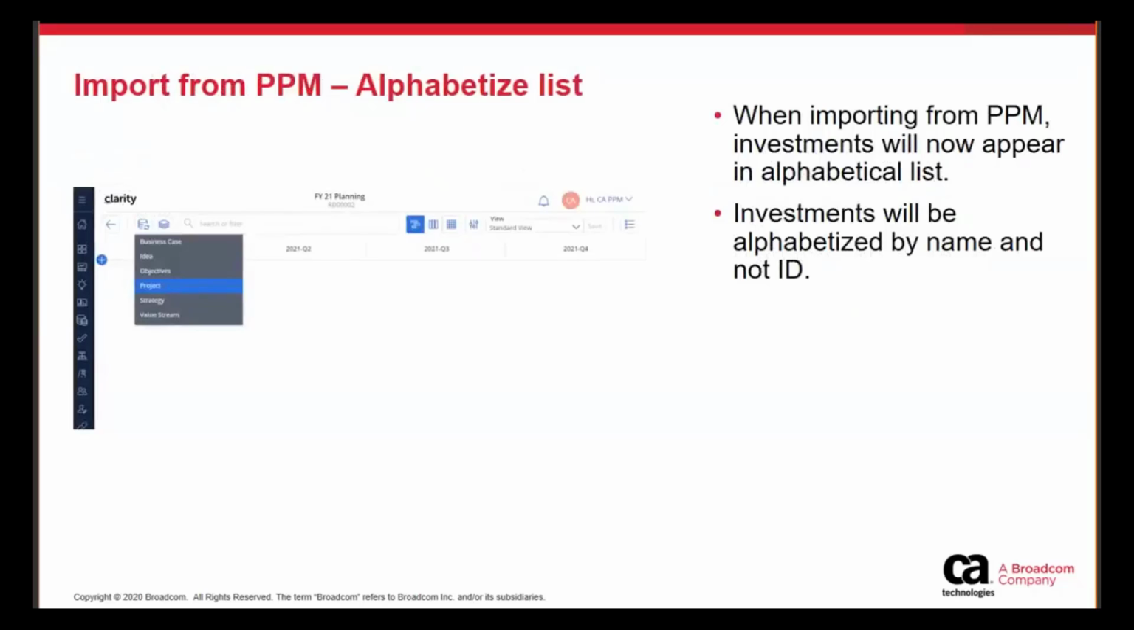So right here, you can see that when you go into a roadmap and go into import from PPM, you will see all the investments appear in an alphabetical list. Investments will be alphabetized based on their names and not ID. So if I create a custom investment type with the name ABC, but I give it an ID of XYZ, then it will appear with A at the top of the list rather than X at the bottom of the list.